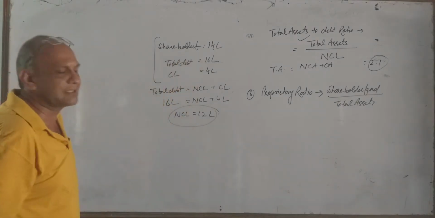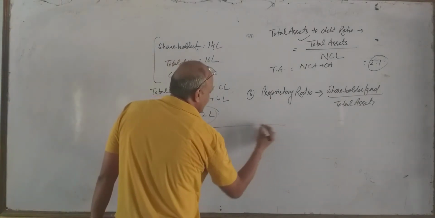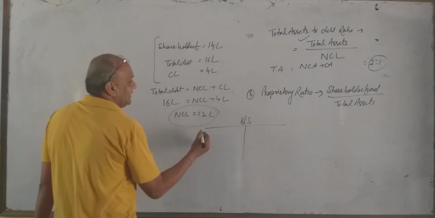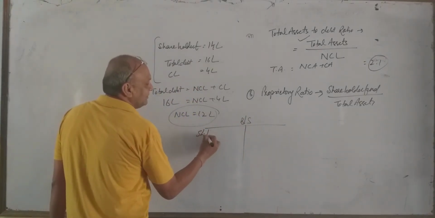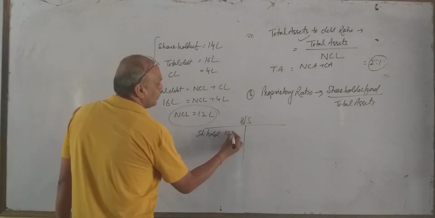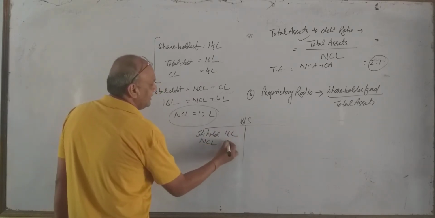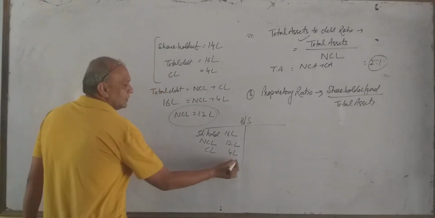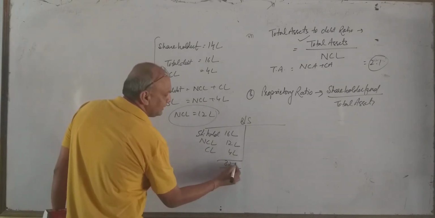Now we need total assets. It is also easy, sir. I told earlier about a kind of balance sheet where we have the liability side items: shareholder fund 14 lakh, NCL 12 lakh, CL 4 lakh. Agree? Total becomes 32 lakh.